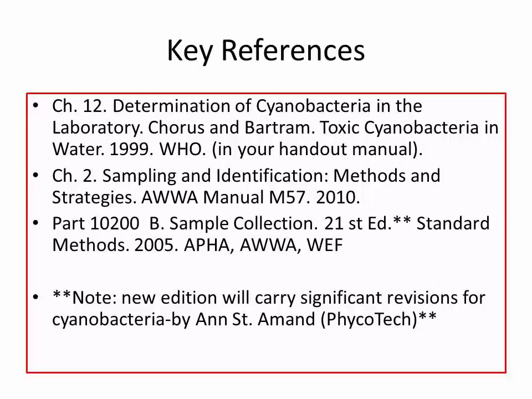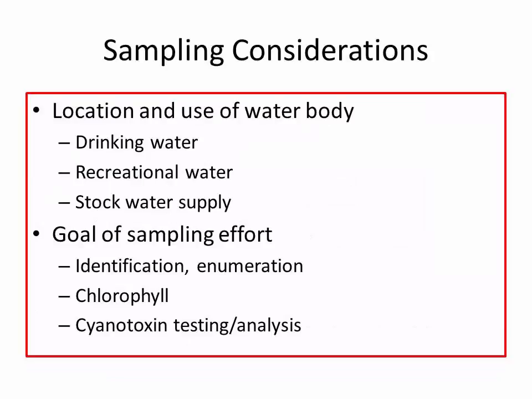So sampling considerations: location and use of the water body, whether it's a drinking water, recreational, stock pond kind of thing. Goals, sampling efforts, identification, enumeration. Maybe part of our program is chlorophylls. We'll see why. Chlorophylls is a surrogate for biomass. There are other ways to do biomass if you have to collect biomass data. And then also for cyanotoxin testing.